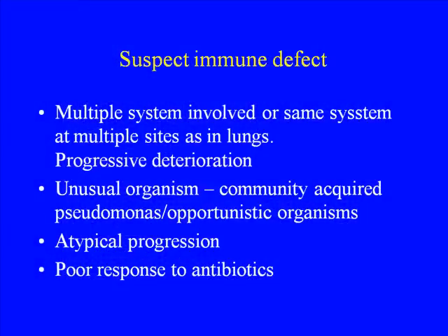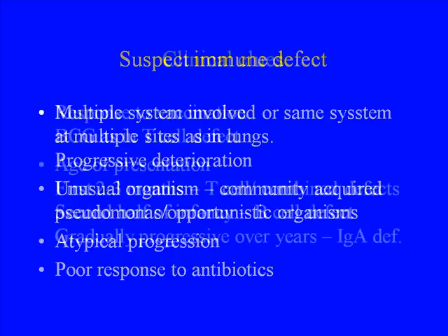How do you suspect immune defect? It's rather simple. You have multiple infections, multiple systems involved, and you have a progressive deterioration. You have an unusual organism which is in the community, and I think that might give you an idea that there's something wrong with his immune system. You have an atypical progression. He's not progressing the way normally you would expect him to. He has a poor response, and I think in which case only you might have to go in for some more studies.